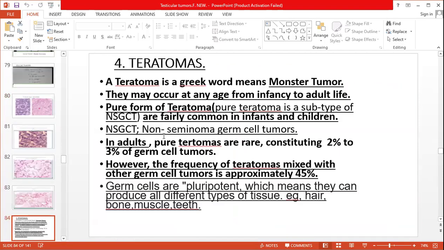In the teratoma, pure teratoma is a subtype of non-seminomatous tumor and is fairly common in infants and children. In adults, the pure teratoma is rare, considered 2 to 3% of germ cell tumors. However, the frequency of teratoma mixed with other germ cell tumors was 45%.